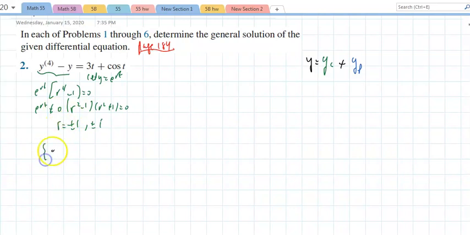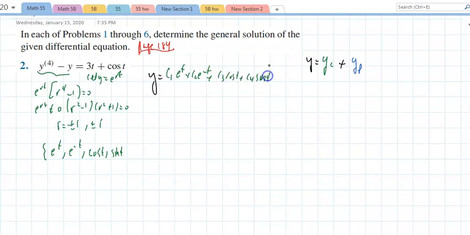So my fundamental set is e to the t, e to the negative t, cosine of t, and sine of t. So I got half of the problem. I already have that y equals c sub 1 e to the t plus c sub 2 e to the negative t plus c sub 3 cosine of t plus c sub 4 sine of t. Now what? Now comes the particular solution.